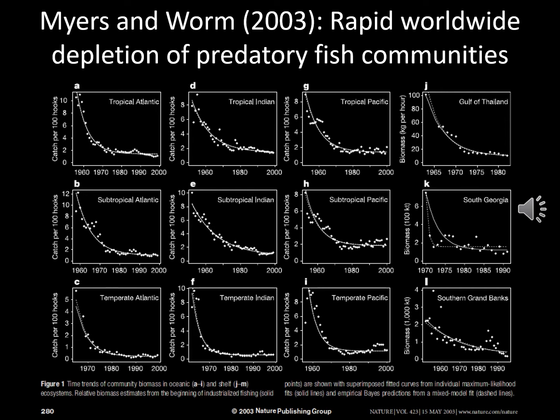This figure gives some idea of how pervasive this overfishing has been by showing estimates on the number of catches per 100 hooks by year, or biomass, for 12 different regions. The figure is taken from Myers and Worm 2003. Quoting from page 280, "Industrial fisheries reduced biomass by 80% within 15 years of exploitation. Meta-analysis shows that large predatory fish biomass is only about 10% of pre-industrial levels."